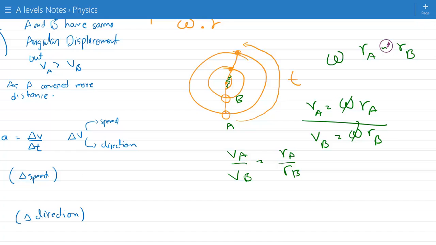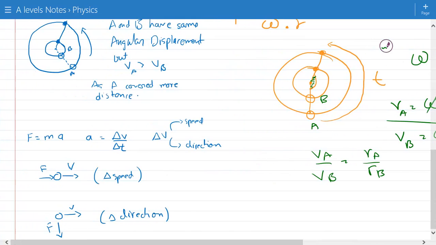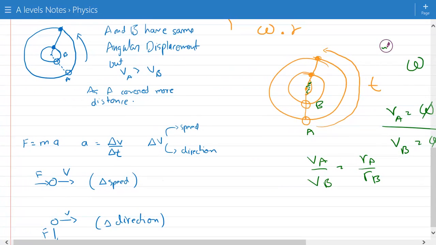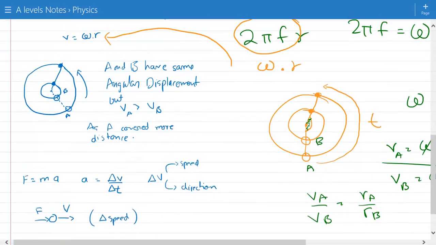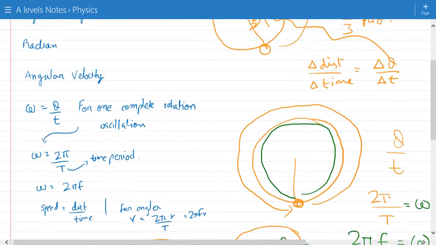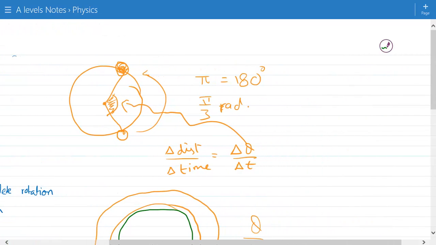So since the radius is bigger, you can even intuitively sense that A was moving faster because it had to cover a longer distance in the same amount of time. That's where we come to the conclusion that the velocity of A is greater than velocity of B, because the angular displacement is the same, but the radius is greater for A, as A covered more distance. Right, so these are the basic concepts for circular motion.